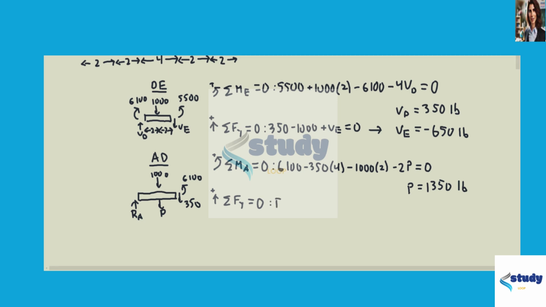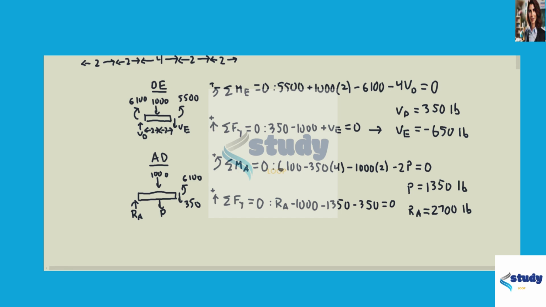And now we'll sum our forces in the vertical direction and set to 0. We've got reaction at A minus 1,000 minus our P of 1,350 and minus a 350. Setting that equal to 0, that gives us our reaction at A equal to 2,700 pounds.